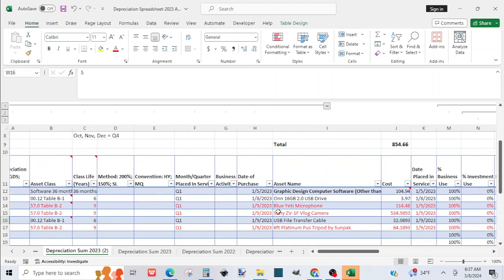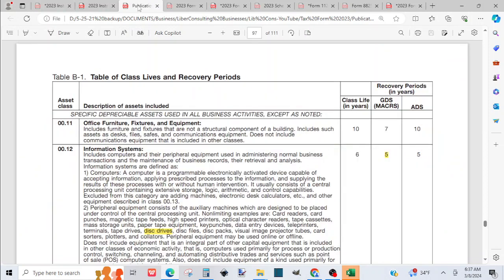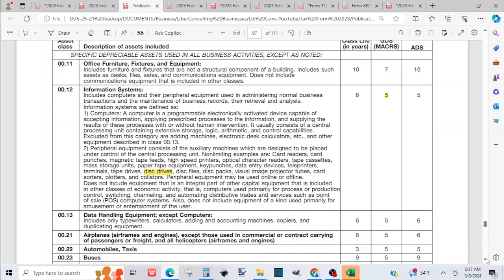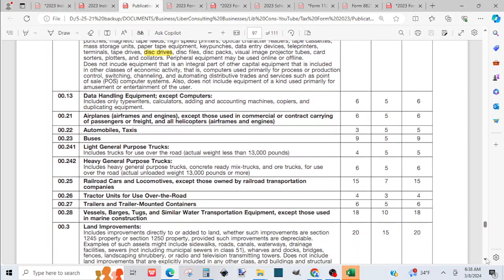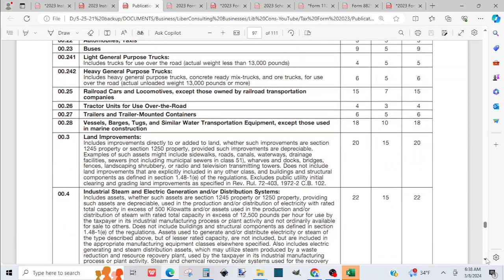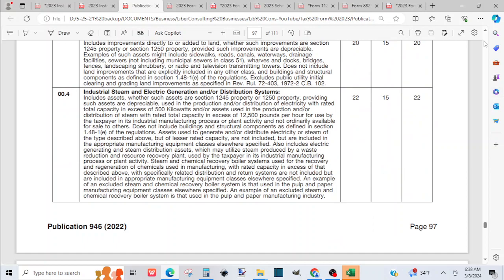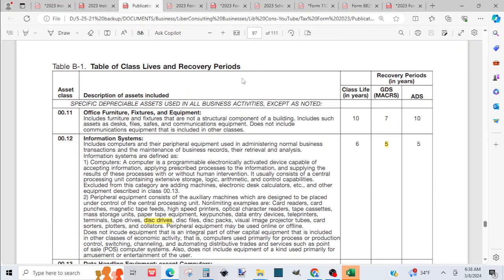we'll go to the microphone here. The microphone is not really listed in Publication table B1. You might say it's a peripheral of a computer, but I don't know. So you can scroll on that first table B1 to read what is included. The first, 00.11, is for office furniture, and then the second one is information systems.